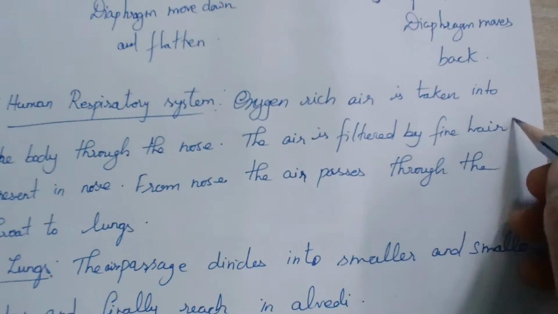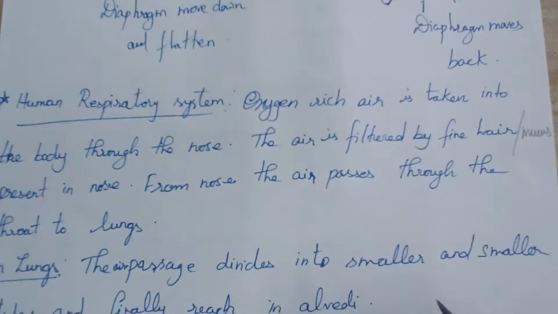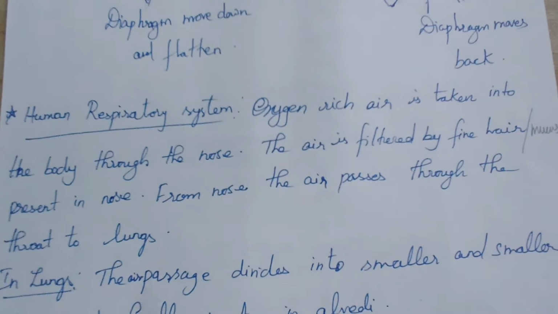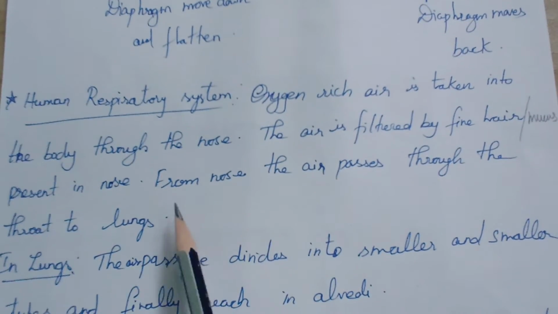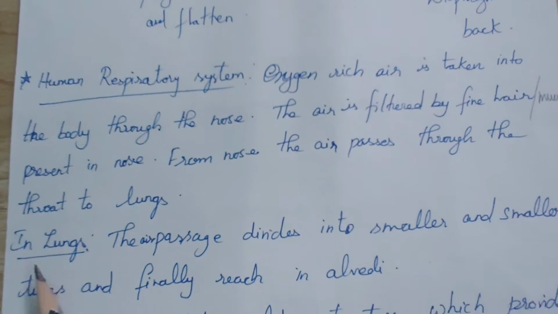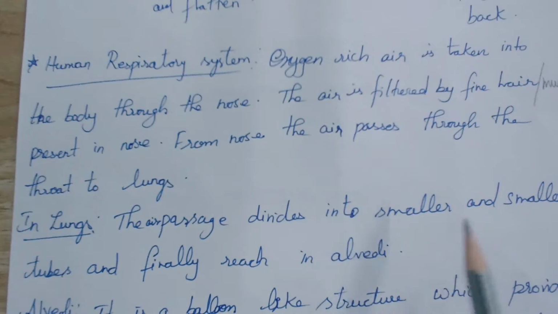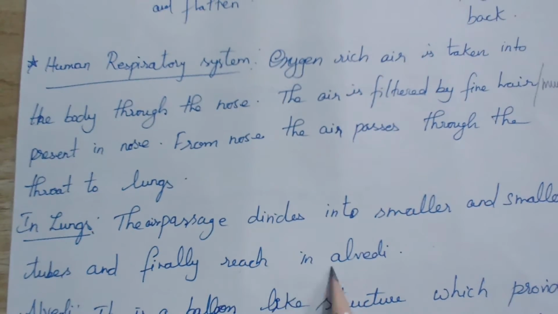I forgot to mention this hair as well as mucus. Mucus in that will filter the air, right? From the nose, air passes through the throat to the lungs. Okay, in the lungs, what is happening? The air passage divides into smaller tubes, that is bronchi, right? And smaller tubules, that is bronchioles, and finally reach the alveoli.